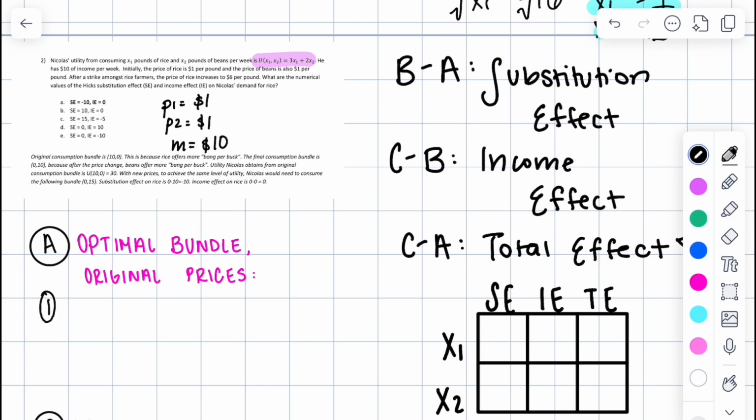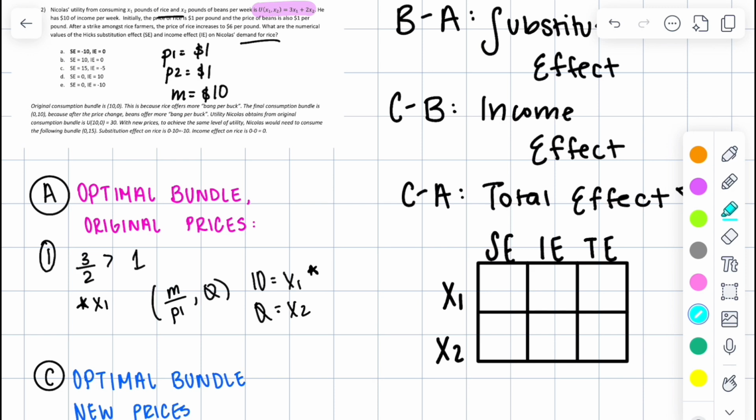First step for perfect substitutes is we want to compare that MRS to our price ratio. So we have 3/2 compared to 1. We know that 3/2 is greater, so we're going to consume X1, and we know that's going to be income over P1, which is 10 over 1. 10 is our optimal amount of X1 here. So now we have new prices. It says the price of rice increases, our price of X1.